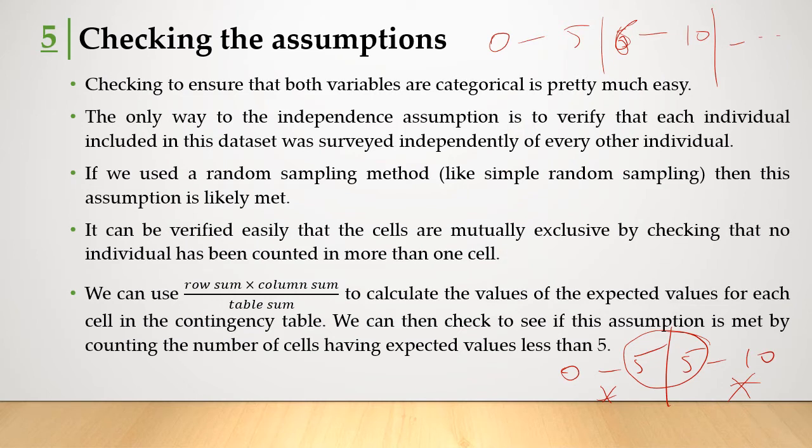Now we can use the formula, the row sum multiplied by the column sum over the table sum, to calculate the expected values for each cell in the contingency table. So we will see that in an example when we are going to the test of independence section. For now, this is how we can check the assumptions and satisfy them or not satisfy them.